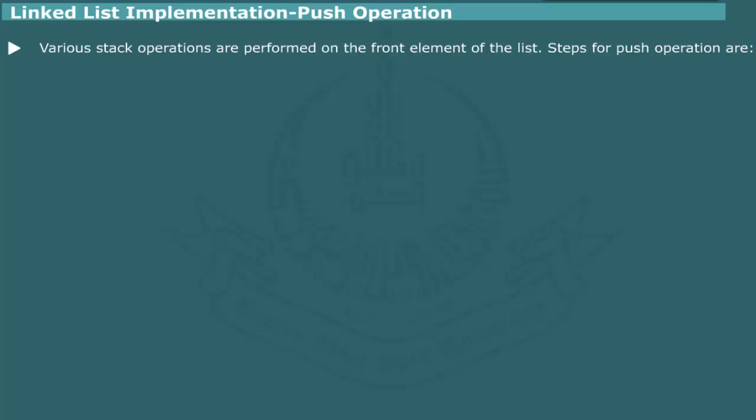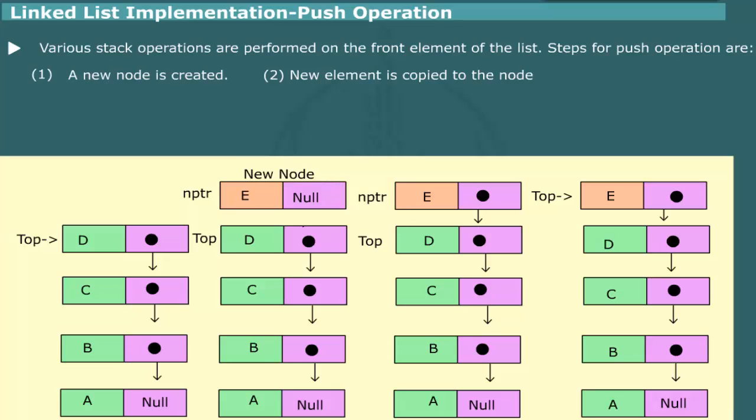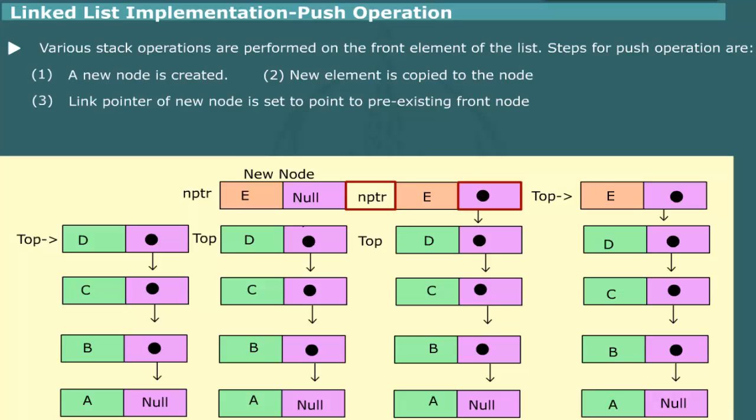The push method simply adds a new front node. The details of procedures for adding a node to the linked list were discussed in a previous unit. Briefly, to insert an item to the front of the list, the following steps are followed. Number 1. Create a new node. Number 2. Copy the new element into the node. Number 3. Assign the pointer of the new node to point to the element next to the top.